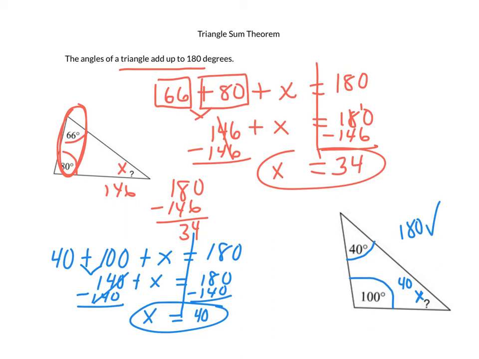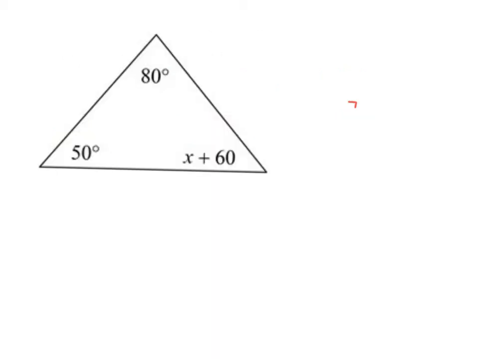All right, next screen, we're going to look at this triangle, which is a little bit heftier. It has more information. We do know all three of the angles, but notice that one of them is not a concrete number. It has x in there. So our job is to find what x is. So we're solving for x here.